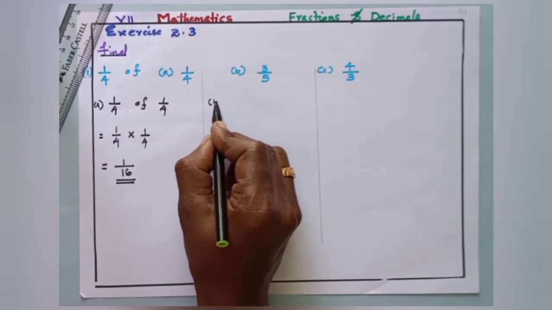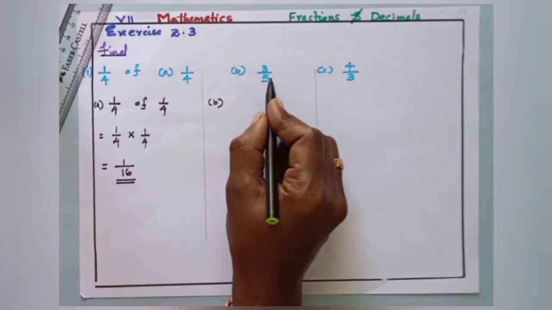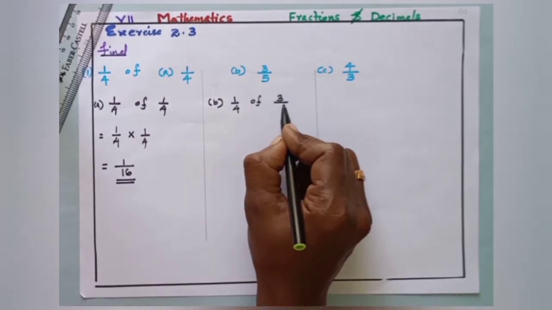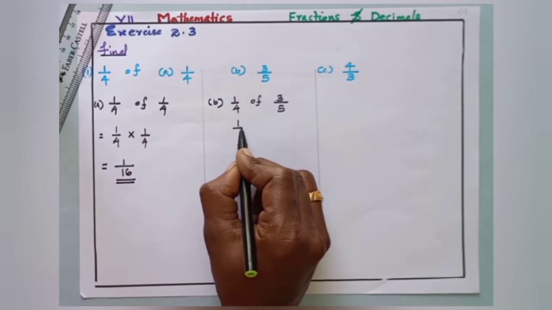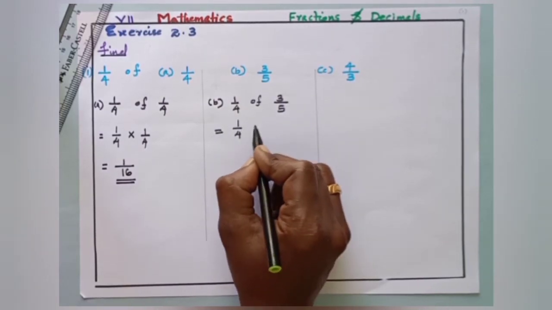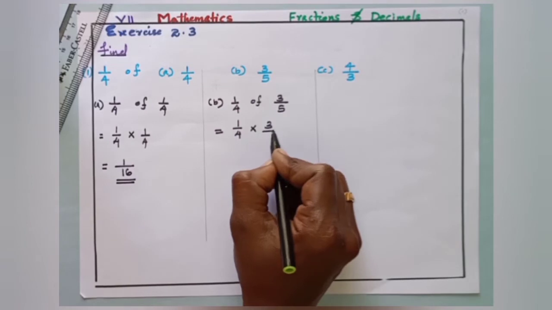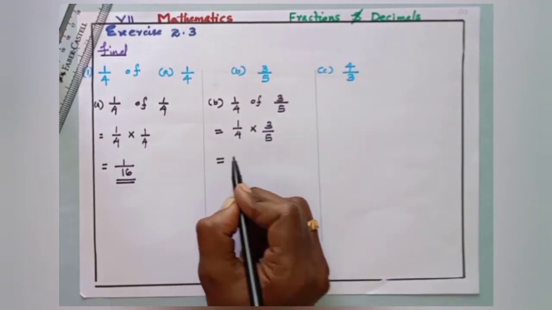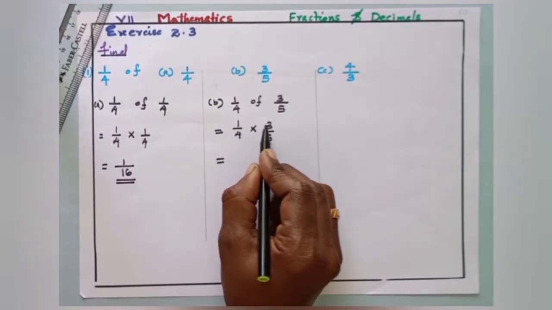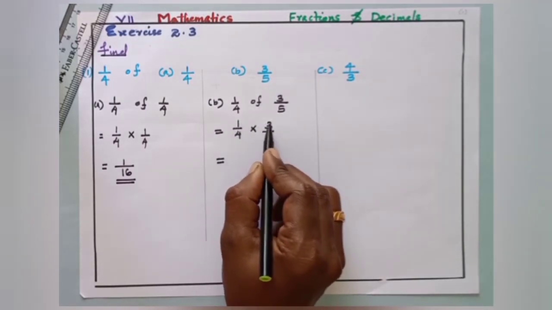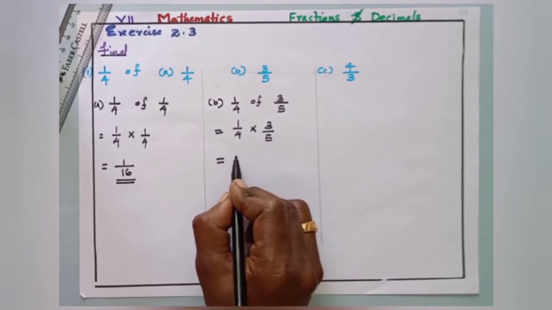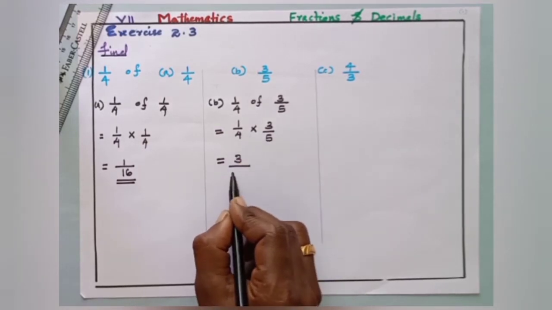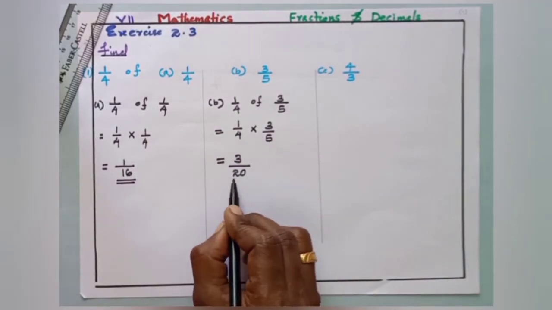Second sub question B is 1 by 4 of 3 by 5. 1 by 4 of is into 3 by 5. So, fraction by another fraction multiply. Product of its numerators, numerator here 1, here 3. So, 1 into 3, 3 by 4 into 5. Product of its denominators, 4 into 5, 20.